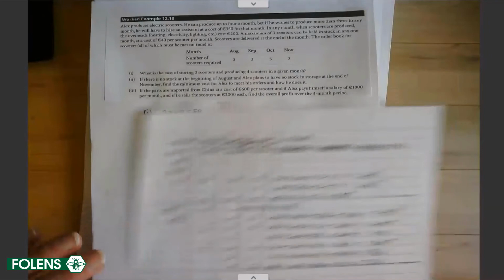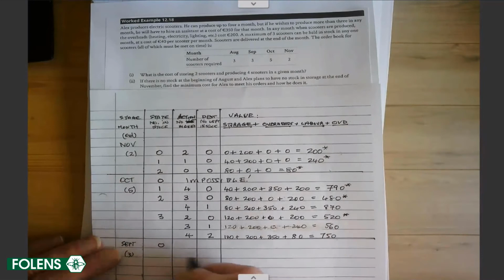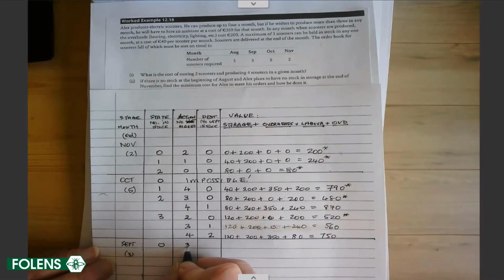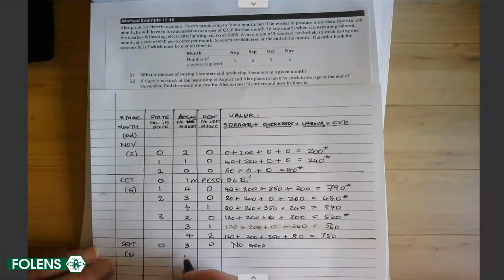We'll draw a line. It's always worth drawing the line. Keep things clear and move back into September, in which we have orders for three. Now, if we have none in stock and we make three, well, that's no good, because remember, we must have at least one in stock for October. So that's no good. So we must make at least four if we've none in stock. We'll sell our three and we'll have one in stock for the next month. That's good.